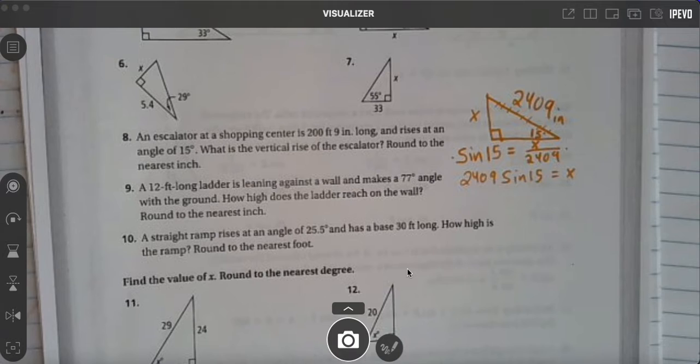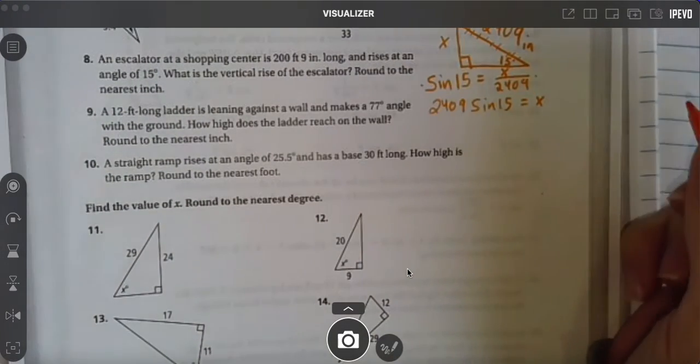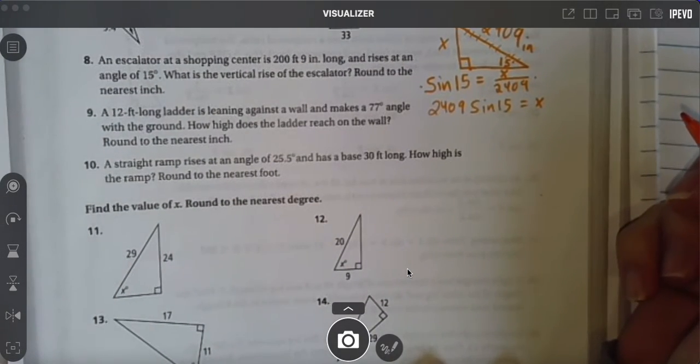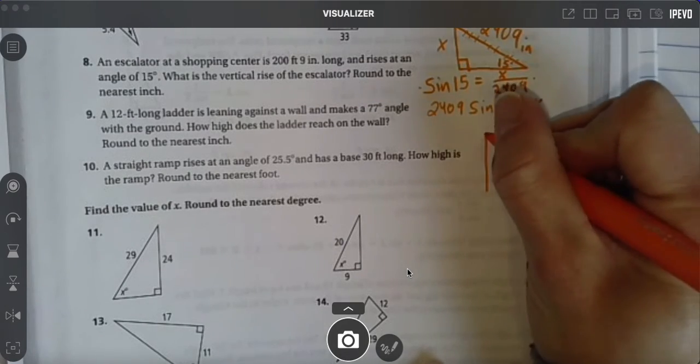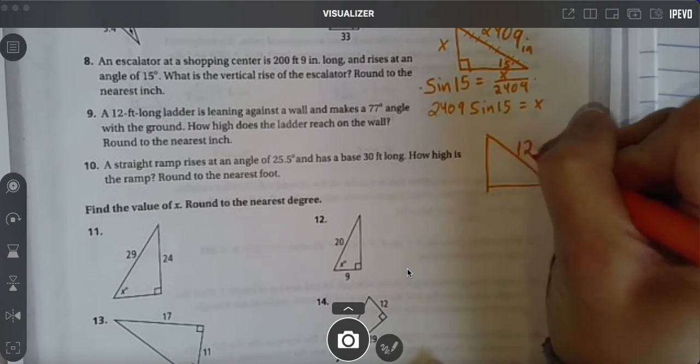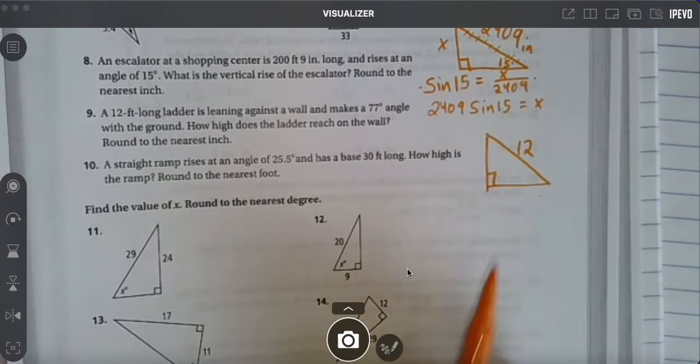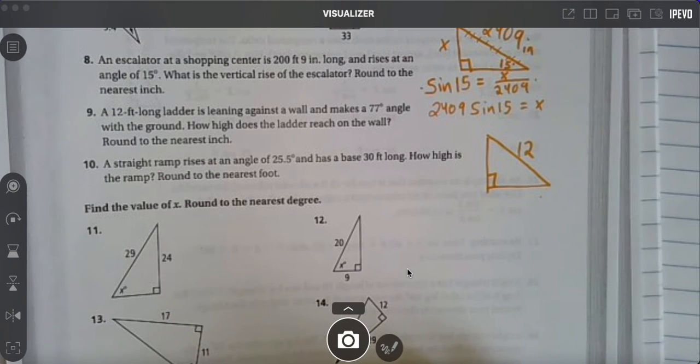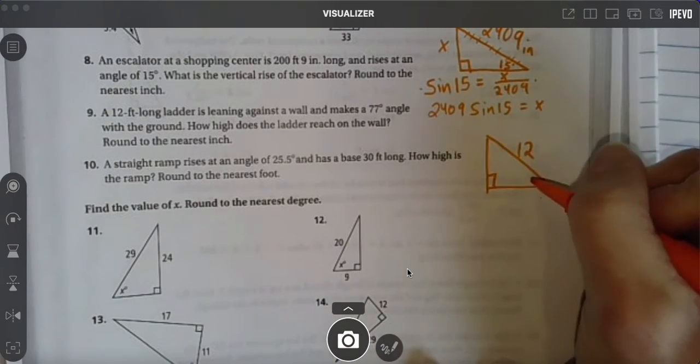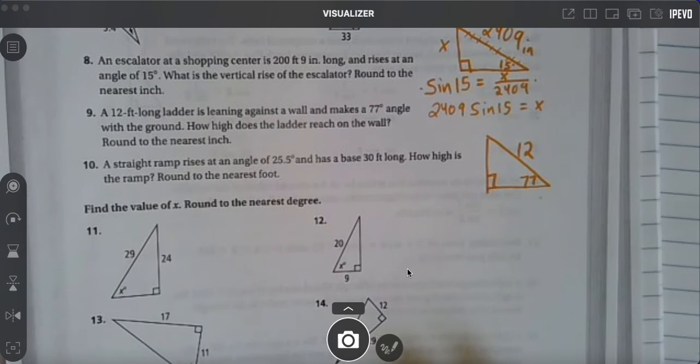Okay, then next we have, let's see what this other one is. Good, there's no measurement change on number 9. I'm going to draw number 9 down here. There's a 12-foot long ladder leaning against a wall. So kind of the same picture. It makes a 77-degree angle with the ground, that's right here. It says, how high does the ladder reach on the wall?